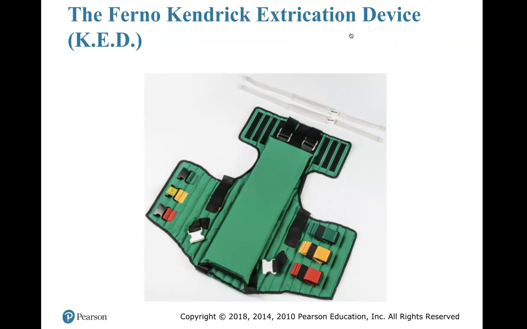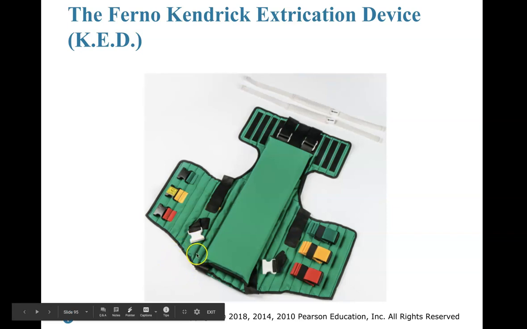That is the Ferno Kendrick extrication device, KED. What you are looking at is an upper torso device. It does not go any lower than the upper torso. And that small portion up here is where we're going to secure the head around the cervical collar. And obviously this is our rigid board here for the back. And then this goes around these white buckles. The straps come underneath the legs through the groin and connect here to attach to your patient.